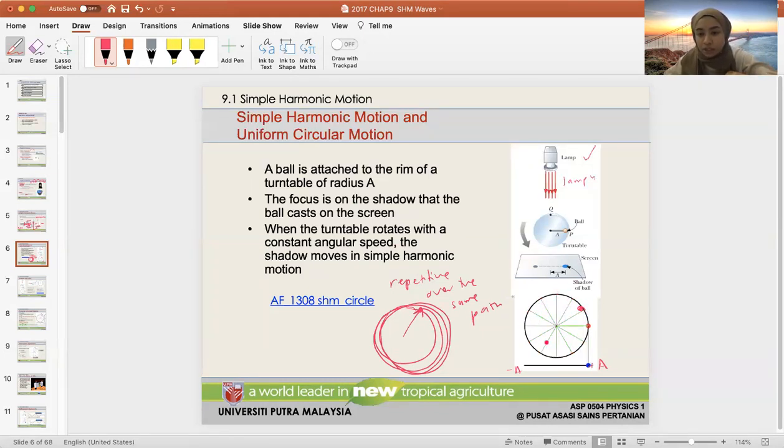So the particle punya shadow tu rupa dia sama macam the spring when it goes back and forth, back and forth. So here, walaupun rupa dia lain, walaupun it looks like a clock, even though it's rotating in a circular motion, it is also a simple harmonic motion. It satisfies the repetitive over the same path. And when you map it, using the shadow punya setup, it looks exactly like the spring. Okay, so that was the experiment.